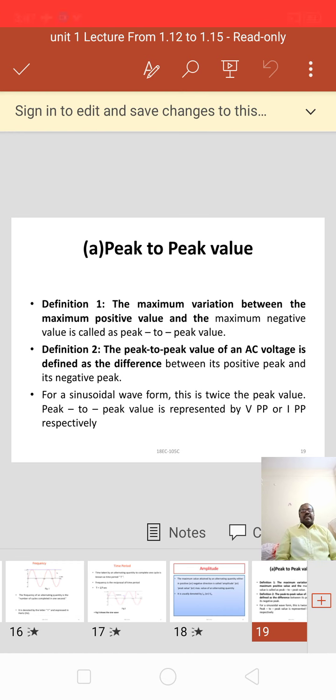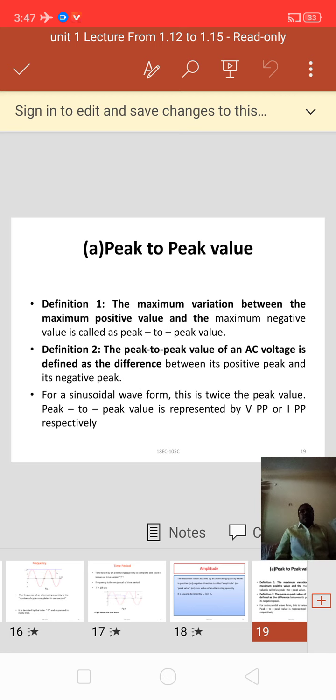Another definition regarding the peak to peak value is the difference between the positive and negative peak. For a sinusoidal waveform, this is twice the peak value. Peak to peak value is represented by V peak to peak or I peak to peak respectively.